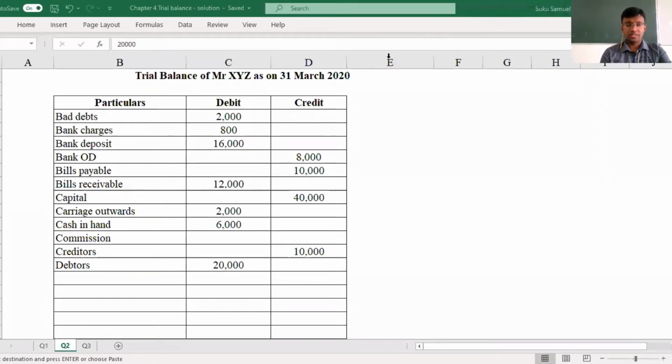Next, what we have is drawings. Now, please remember, what is drawings? Drawings is the money that is taken by the proprietor for the proprietor's personal use. I'll repeat that.